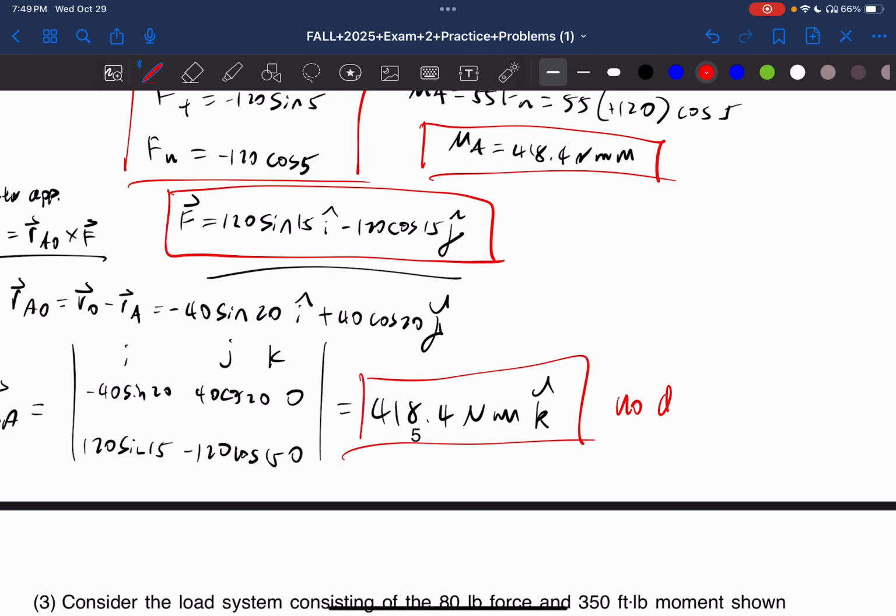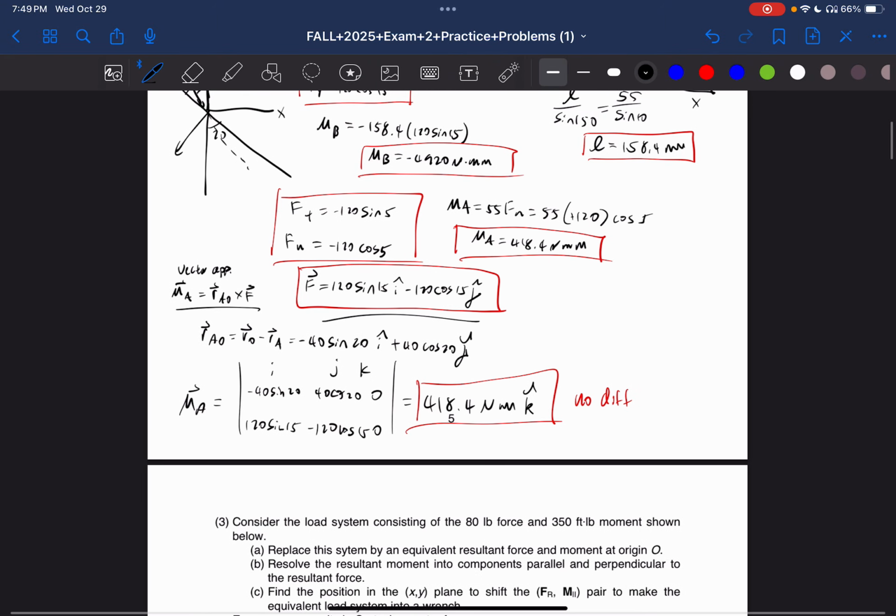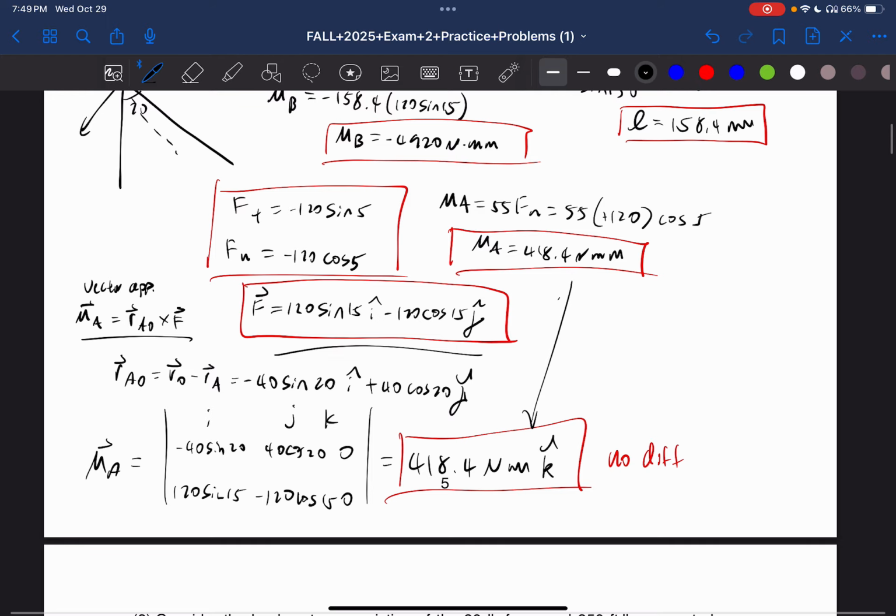So that's the moment, and no difference. So let's check if there's no difference. So we see these two are equal, so that's good.